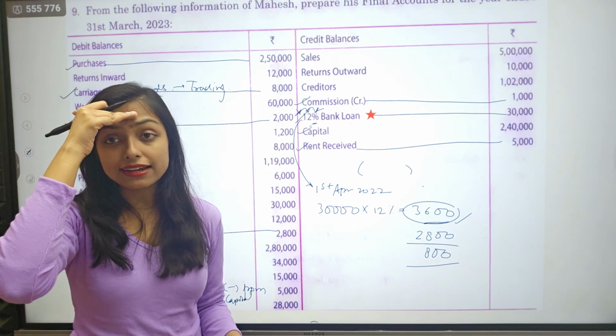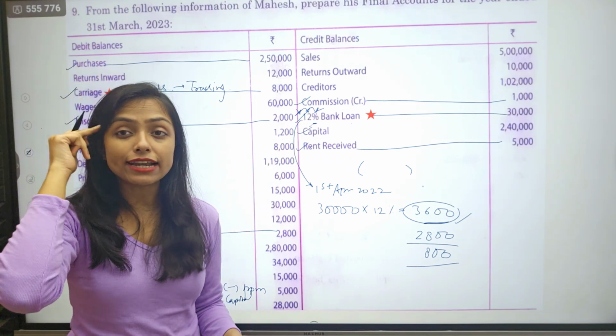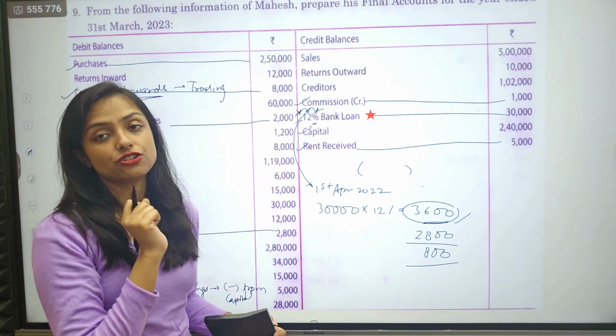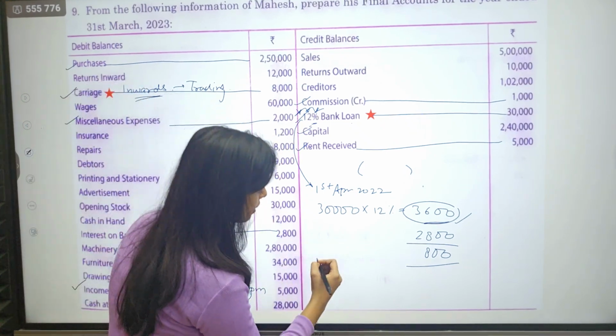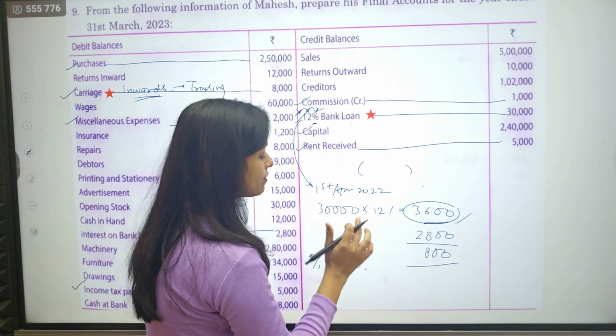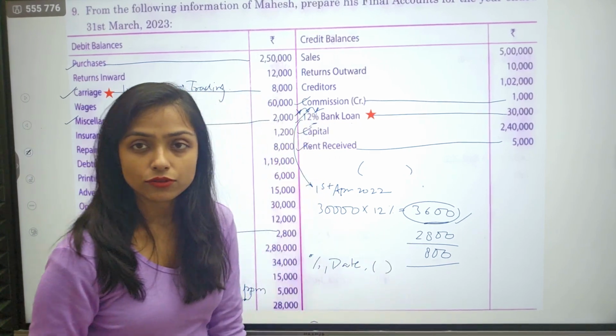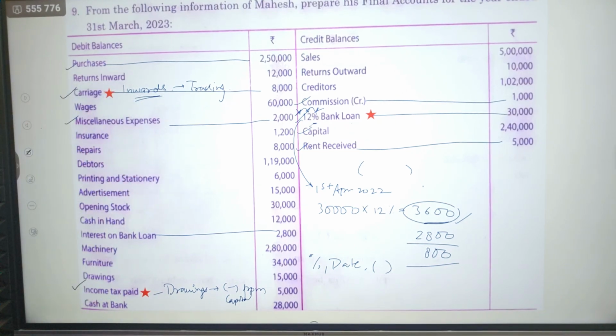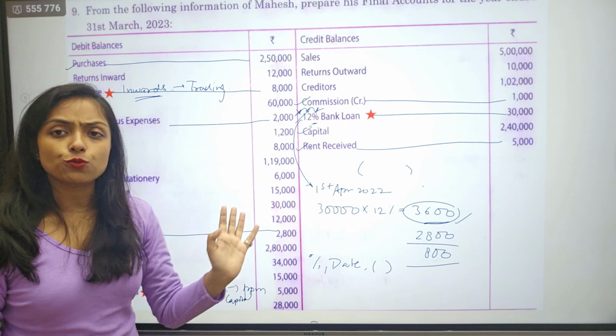I have to find it. I have to keep my eyes and mind open for any such hidden adjustments. How will you find it? Look for any percentage sign, any dates, or pay attention to whatever is written in brackets. Got it? Fine.